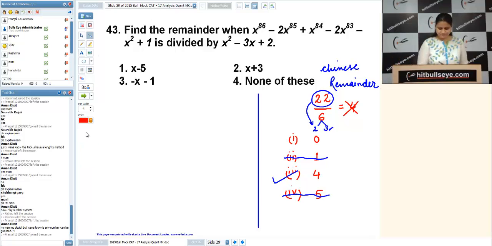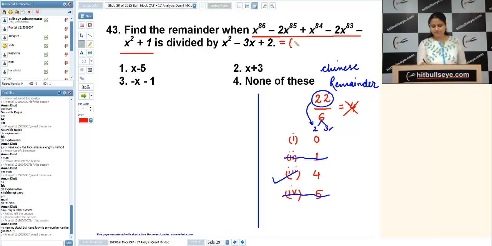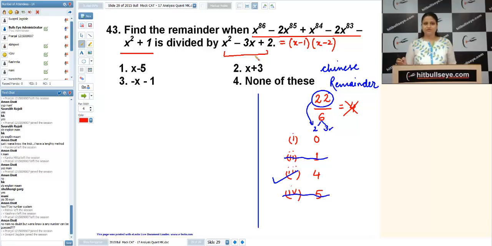So let us see. The complete expression is this, and we want to divide it by x square minus 3x plus 2, which can be written as x minus 1, x minus 2. So instead of this expression, as we did in the previous example, where I had divisor as 6 and I took factors of 6, the same thing I am applying here. I have a big divisor, x square minus 3x plus 2. I am taking factors of this, so I am getting x minus 1, x minus 2.